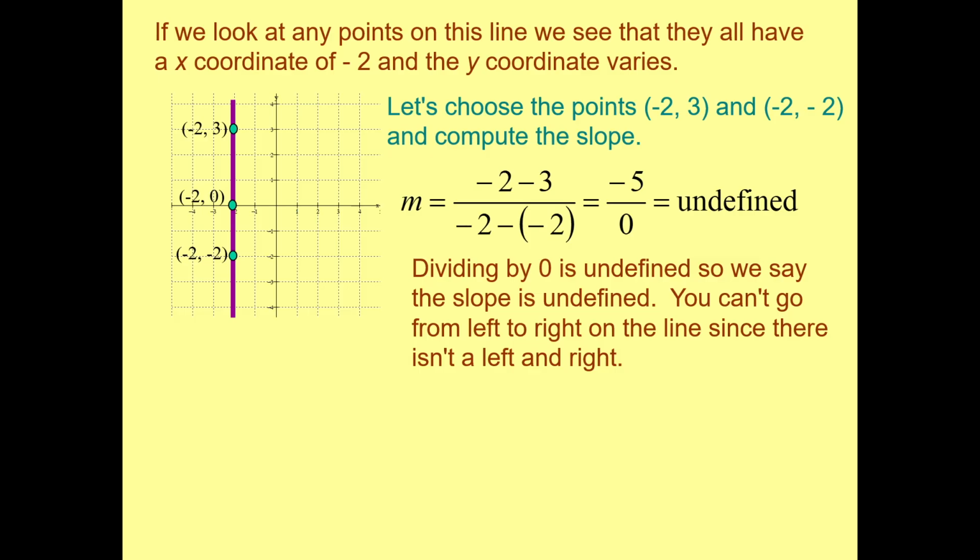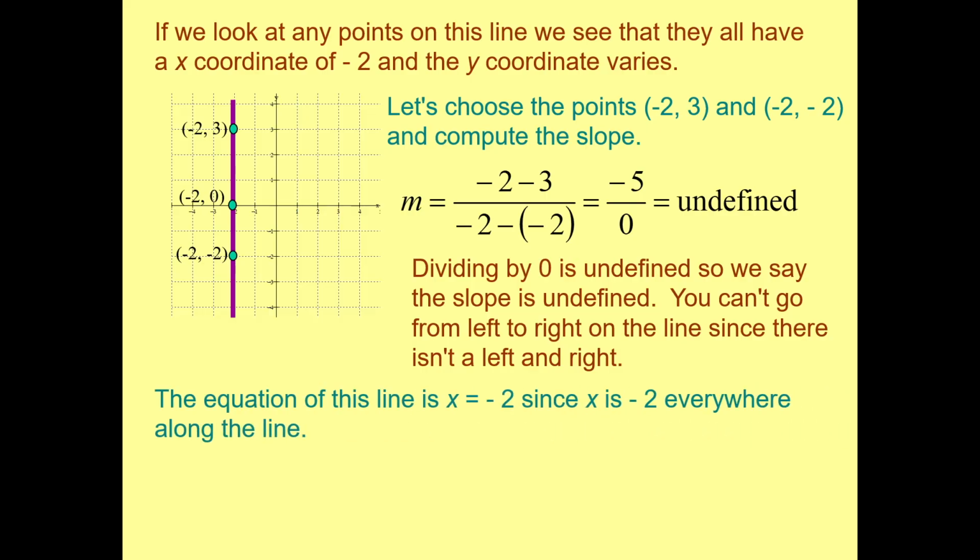Divided by 0. In this case, you can't go from left to right on a line. There isn't a left and right. If you say it'll go from left to right, that means there'll be a change in x. The x is the same, so there isn't a left and right.